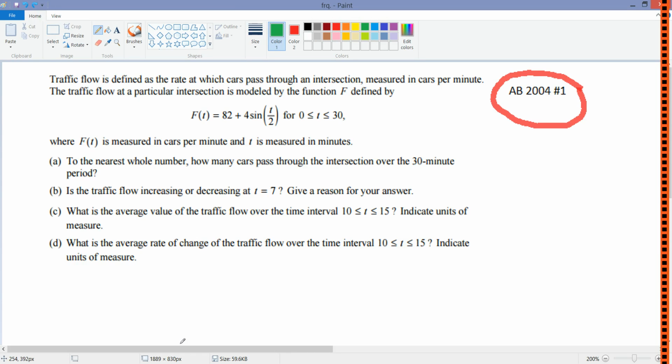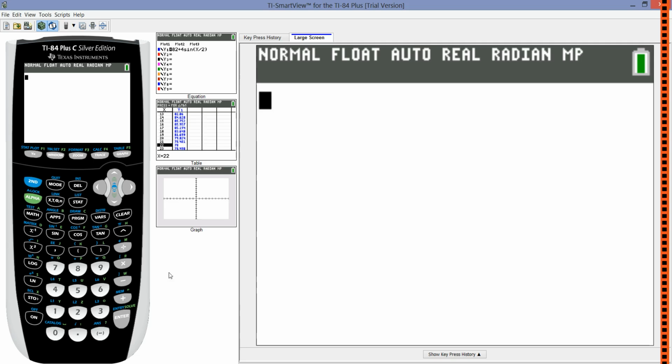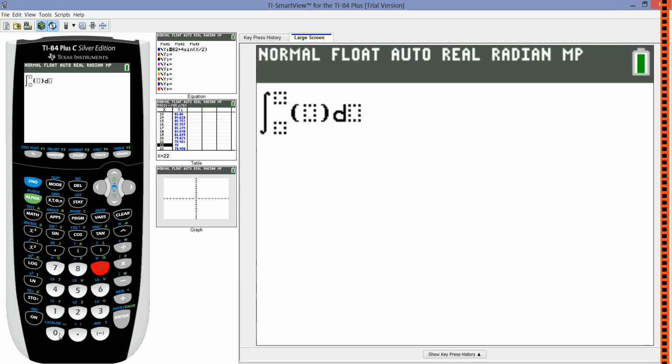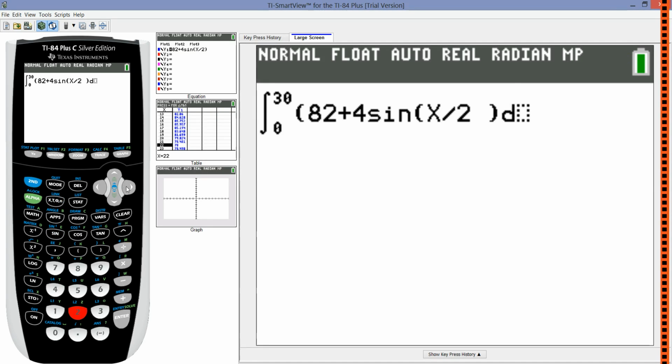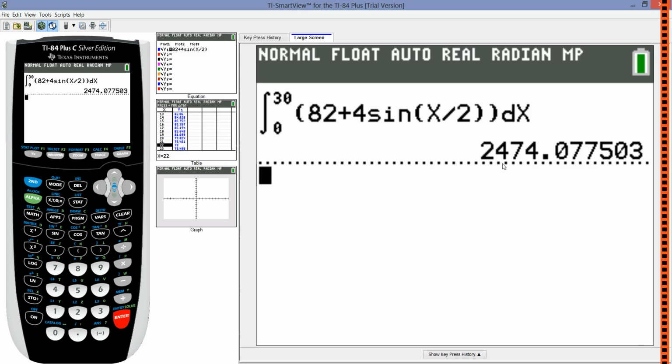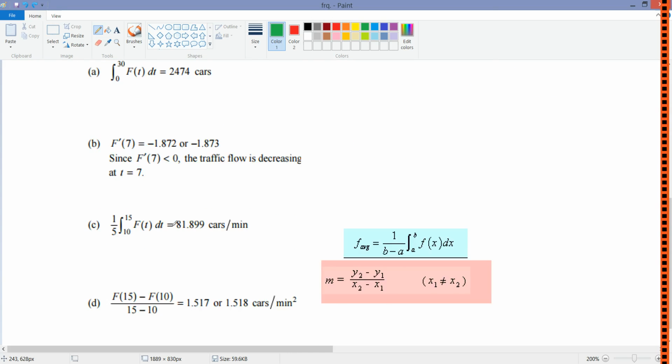To solve this problem, you would need to take the integral using your calculator, using the limits 0 to 30. So let's go to our calculator, math, use number 9, from 0 to 30, put the function in, which is 82 plus 4 sine of x divided by 2, dx. Now from this, rounded to a whole number, you get 2,474, which is the answer right over here.